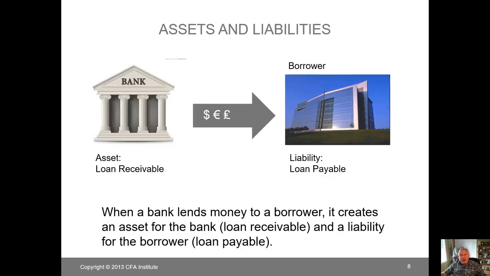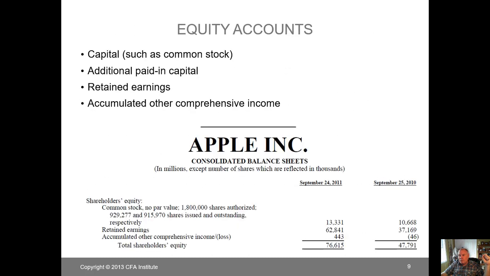Now, assets and liabilities. If it's a bank, it has a loan receivable, and the borrower has a loan payable. So if you think about this, I want to keep going back to debits and credits. When a bank lends money to a borrower, it creates an asset for the bank, loan receivable, and a liability for the borrower. If we go back to the borrower, the entry would be debit cash, credit loan payable. Then we have equity accounts.